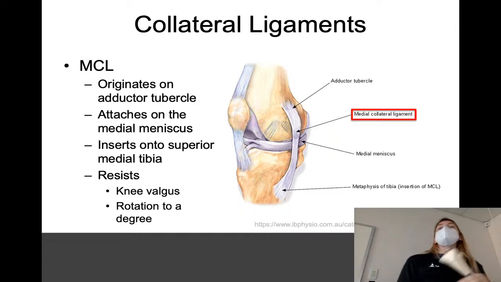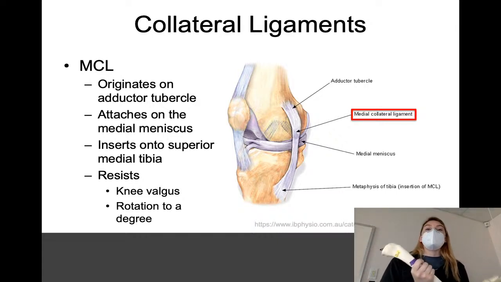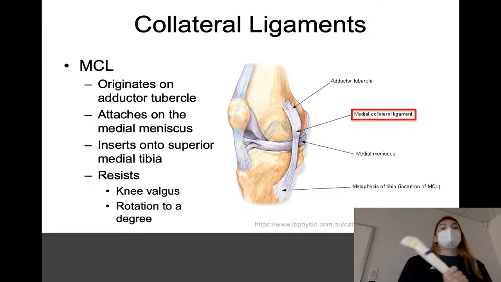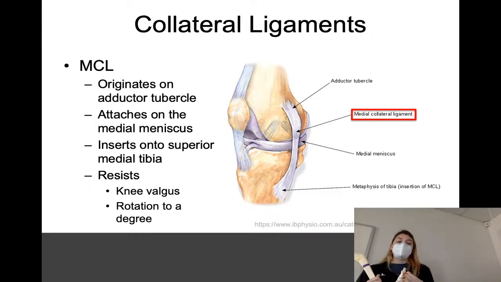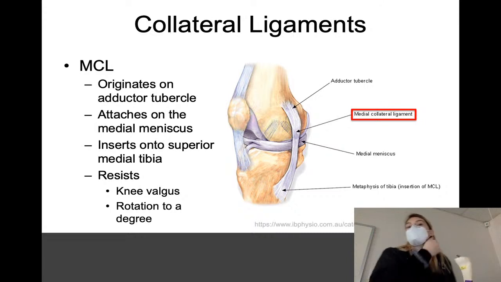It is going to resist knee valgus, which, does anyone remember valgus? Did that mean joints coming together or coming apart? Remember like the gum sticks together thing, right? So knee valgus would be your knee coming in, so knee valgus. So it's going to resist that motion, so getting like hit from the outside coming in. And it's going to resist rotation to a degree.